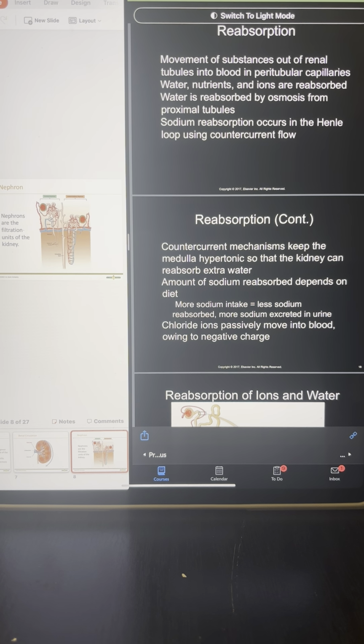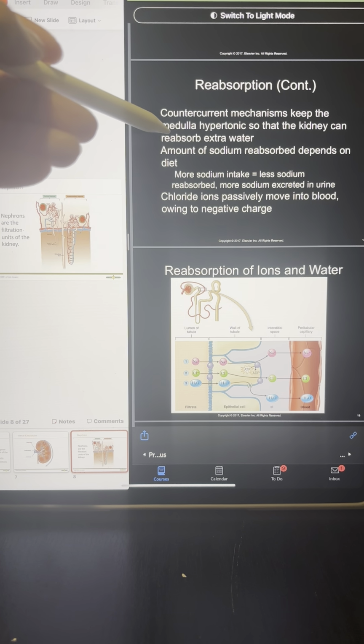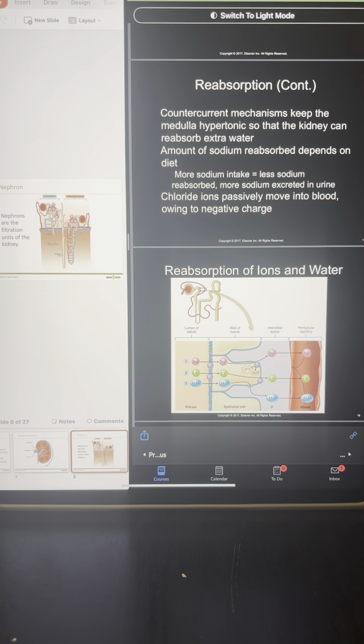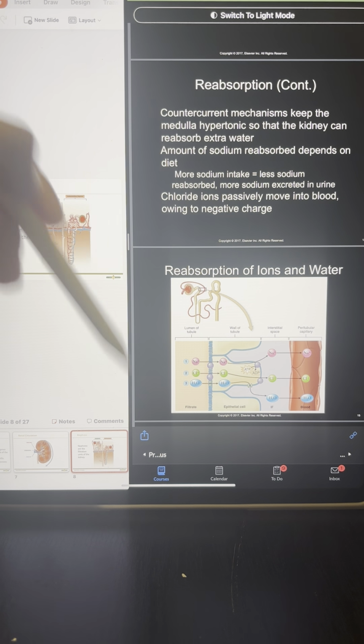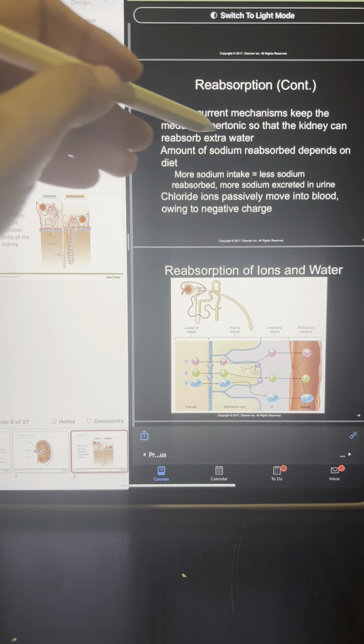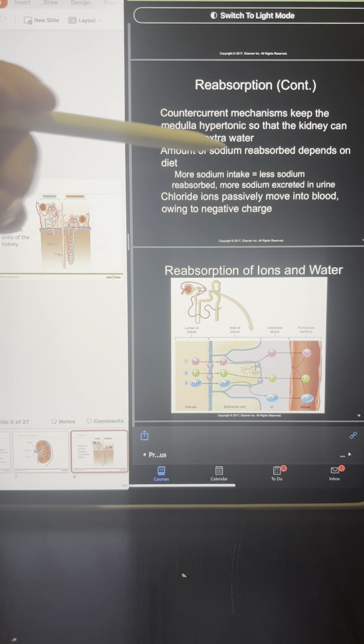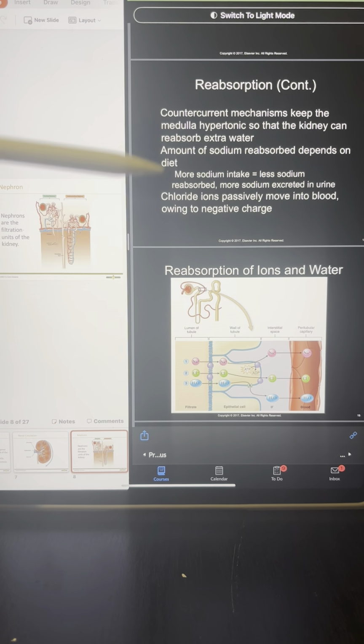Sodium reabsorption occurs in the Henle loop using countercurrent flow. Countercurrent mechanisms keep the medulla hypertonic, right? And I think that's what the guy said in the video that I sent you. In the medulla area where the loop of Henle goes, it keeps it hypertonic, meaning it keeps it salty, so that the kidney can reabsorb extra water, because water follows salt.